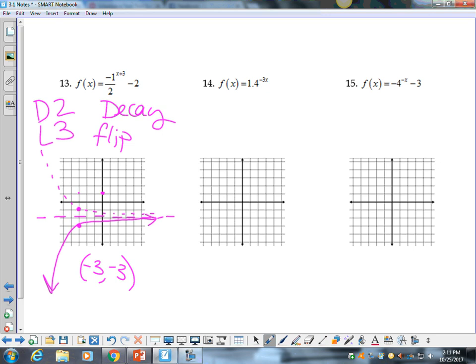I disagree. 1.4 is more than 1. You are absolutely right. But you see it's to the negative x. So that's really 1 over 1.4, which is smaller than 1. So now we're decay.